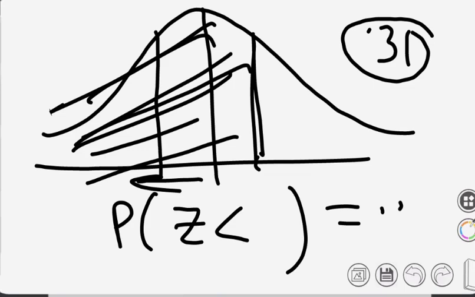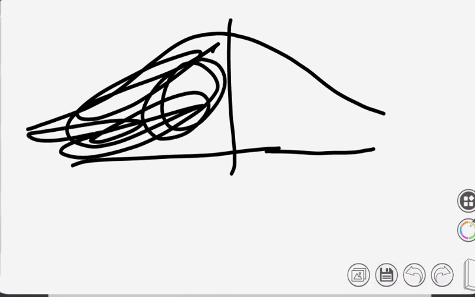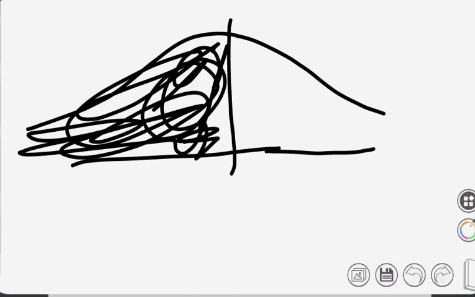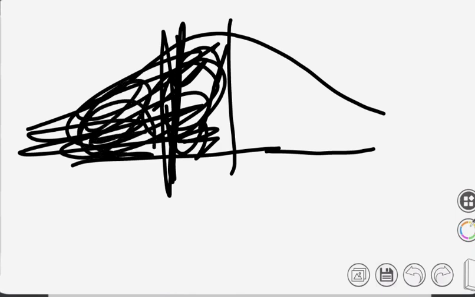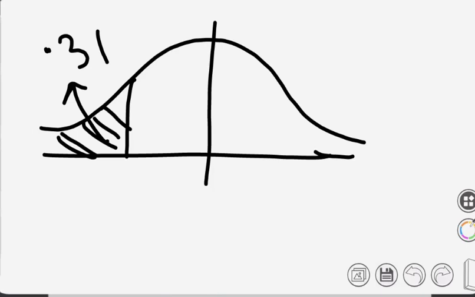Unless it is this part of the graph, less than 0, because we know from minus infinity till 0, this area is 0.5, and the given probability is less than 0.5. So it has to be somewhere here. Otherwise, this area cannot be 0.31. Less than means to the left. So you have to look for that particular value in the table. We have to find that value of Z for which this probability is 0.31.